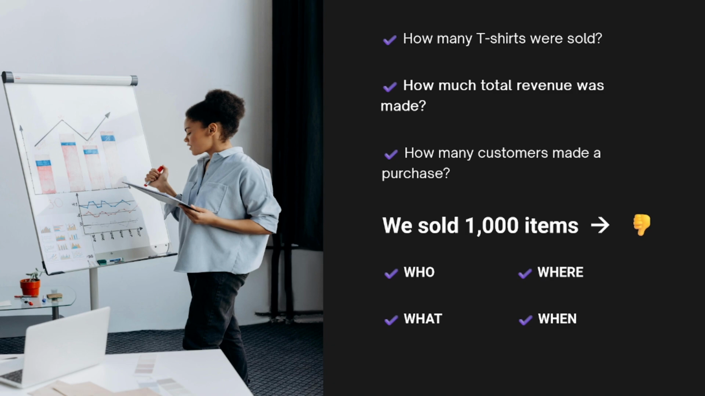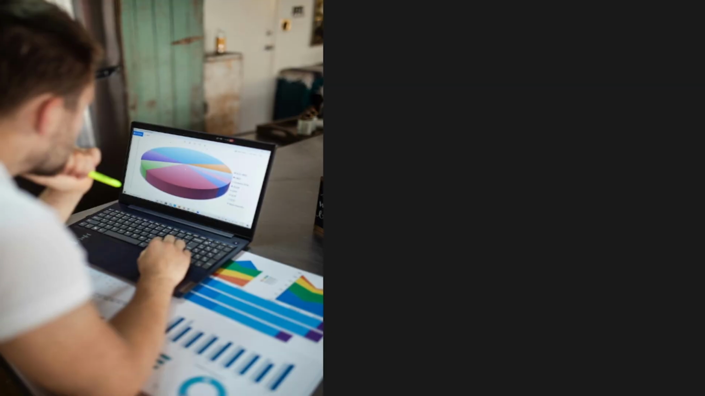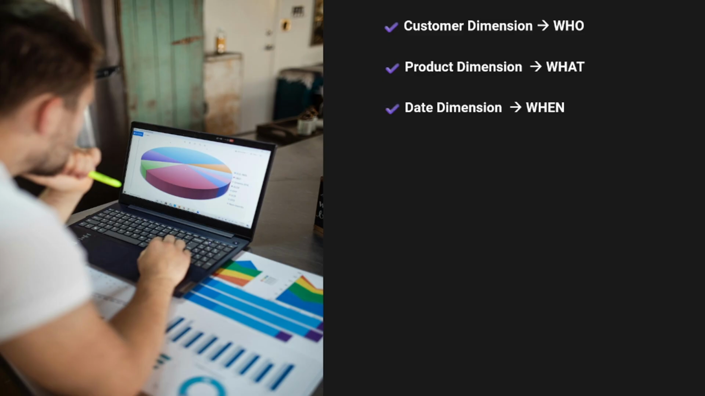For example, let's say someone buys a t-shirt from your store. That sale might be linked to a customer dimension: who bought it, name, age, location, etc. Product dimension: what product was sold, t-shirt, size, color, brand, etc. Date dimension: when was it sold, year, month, day, time, etc. Store dimension: where was it sold, branch name, city, region, etc. Each dimension table gives context to the numbers in the fact table.